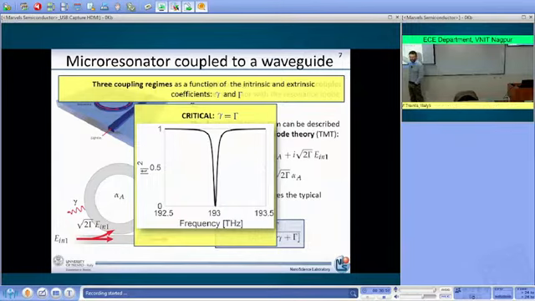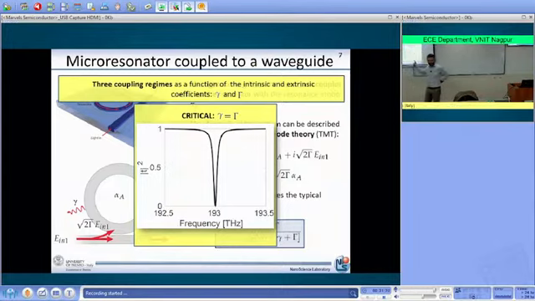Okay? So we are coupling a gamma factor of optical power from the bus waveguide to the microring resonator, and this power is completely lost. Okay? Because in this case you have that small gamma is equal to big gamma. Okay? You are coupling as much as you lose. And therefore the transmission is going to 1. Okay? And this is answering your question.